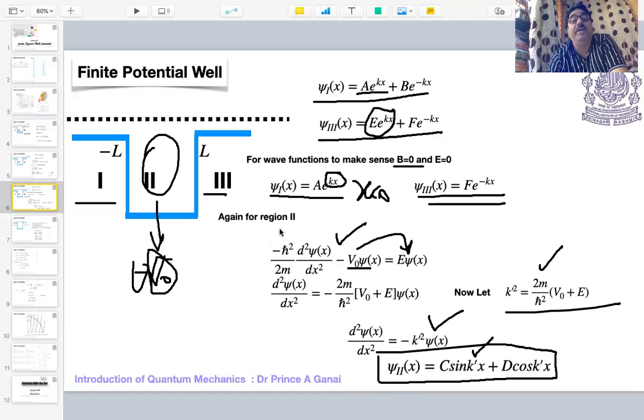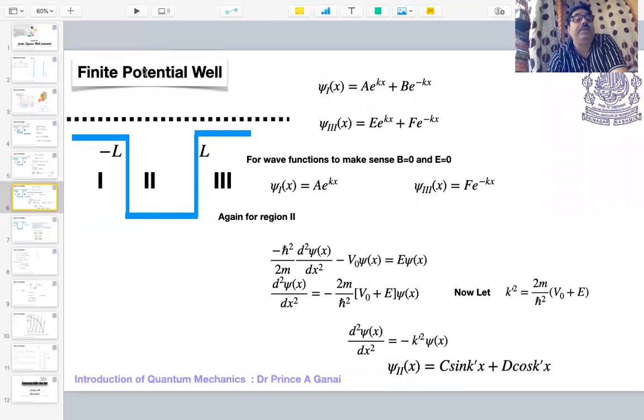So we have obtained solutions for all three regions. In region 1, we have psi 1 of x is a e to power kx. In region 3, we have psi 3 of x is f e to power minus kx. In region 2, the solutions are trigonometric functions. Now we need, from these solutions, they should match at x equal to minus L and x equal to plus L. The derivative should also match at those points. That's our requirement.